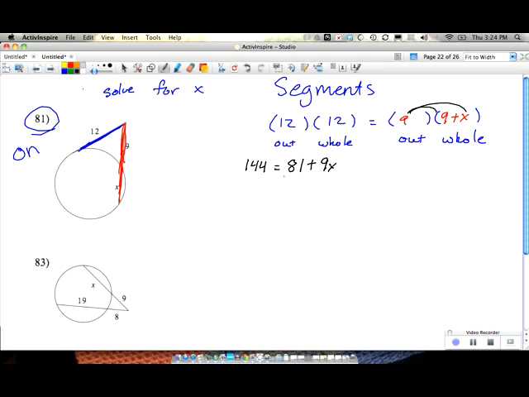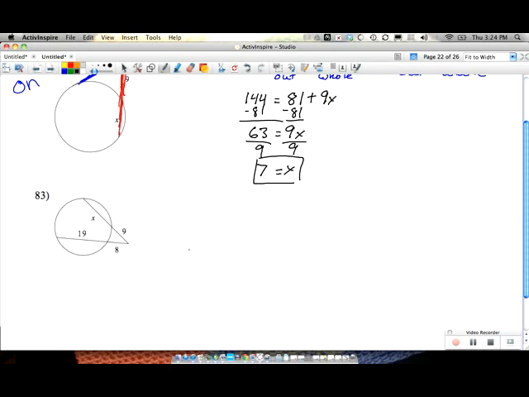Let's check out this next one. I don't know if it's going to come out so evenly with this one. So again, we have this relationship with the outside times the whole equals the outside times the whole. Well, the outside in this first one is 9. And the whole length is going to be 9 plus x. Then the other outside is 8, while the whole is 8 plus 19. 8 plus 19 is going to be 27.